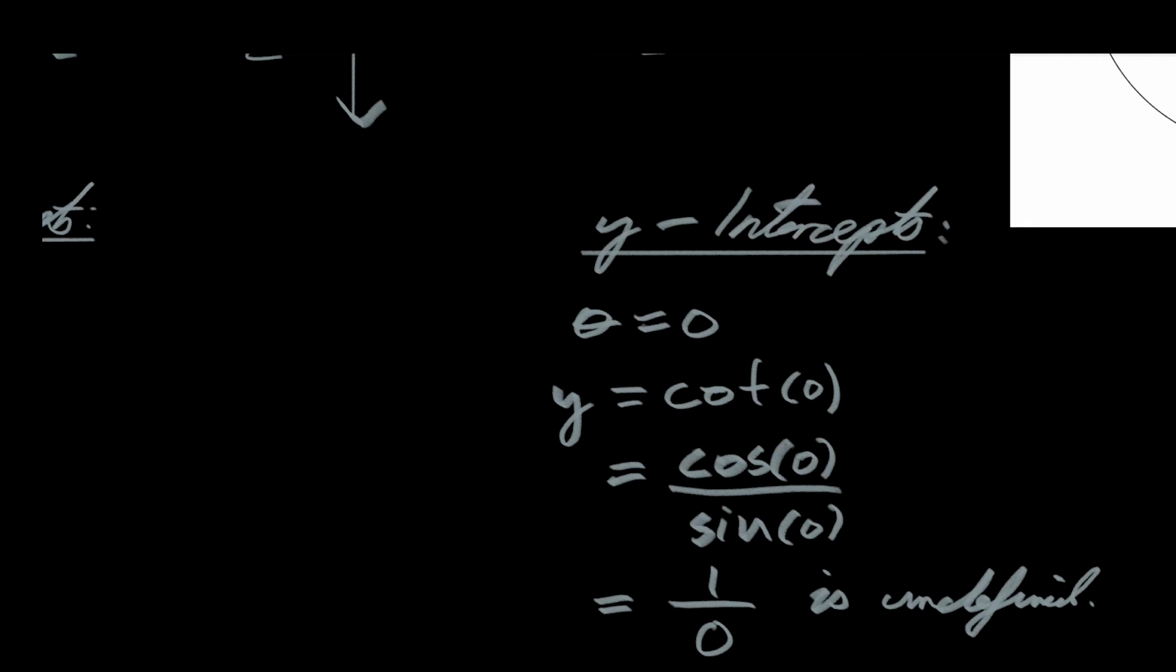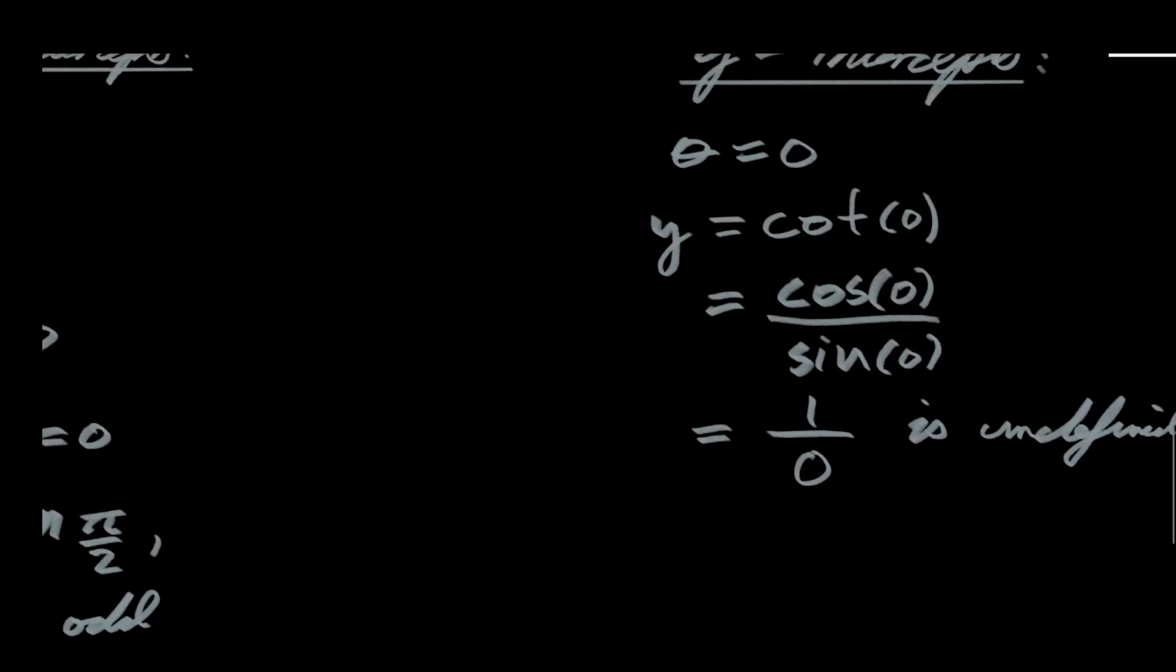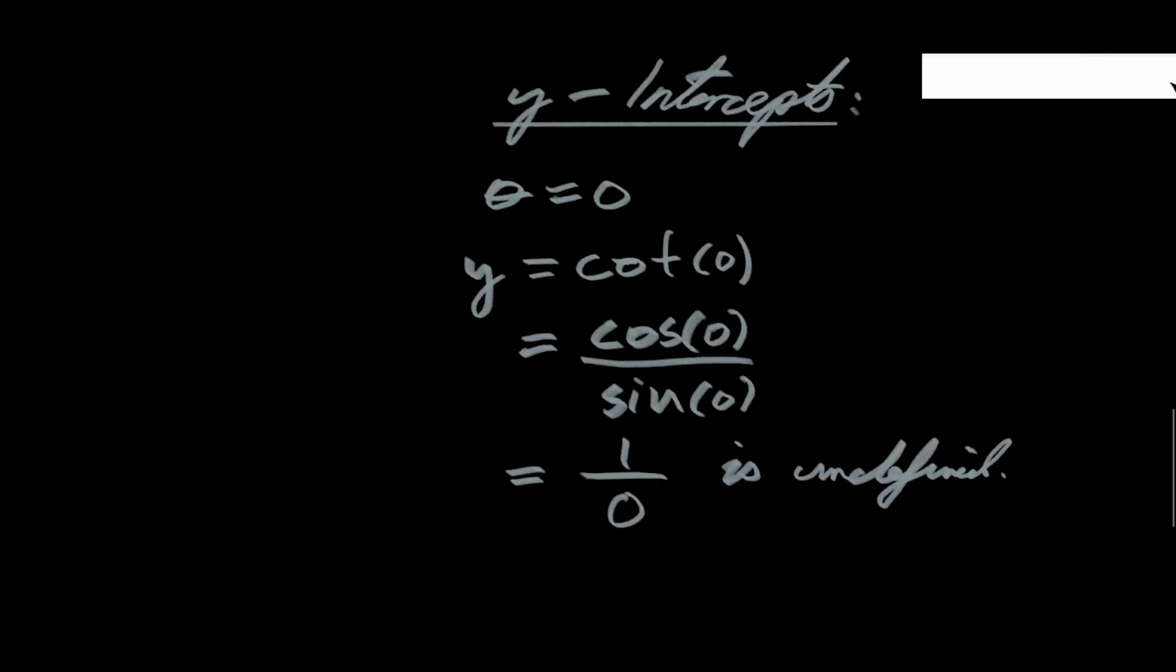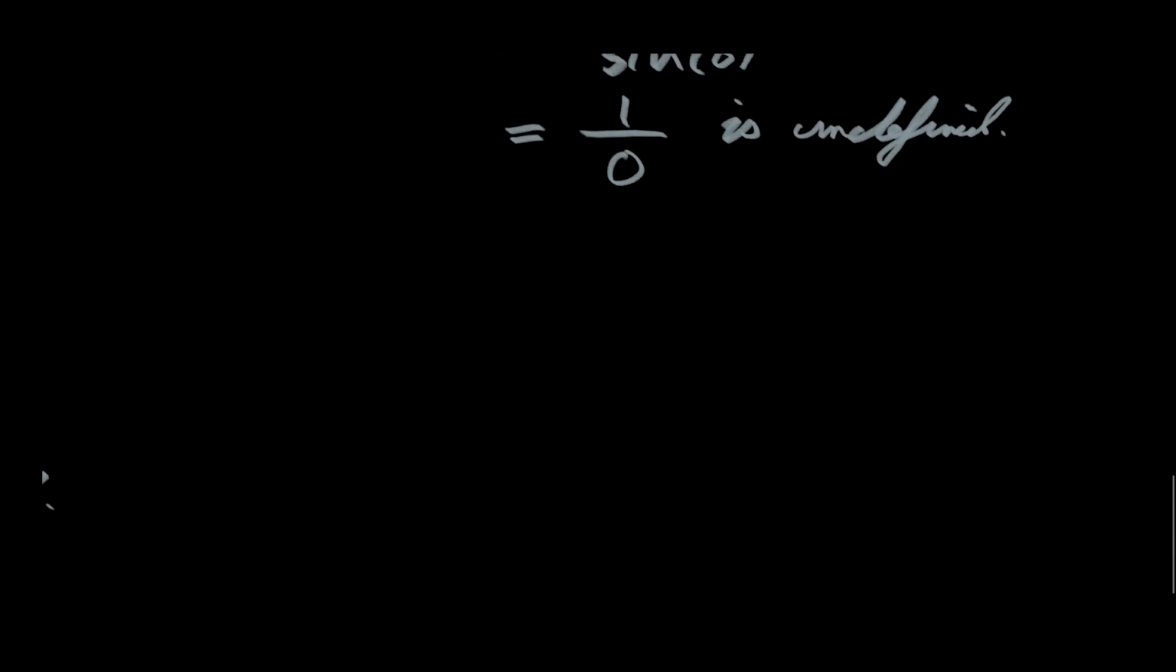But we know that the function y equals the cotangent of theta is undefined whenever sine equals 0, because you'll have this situation, something divided by 0. So let's find the rest of the values for theta for which the graph is undefined. In other words, for which sine of theta will equal 0 and force us to divide by 0, which we can't.